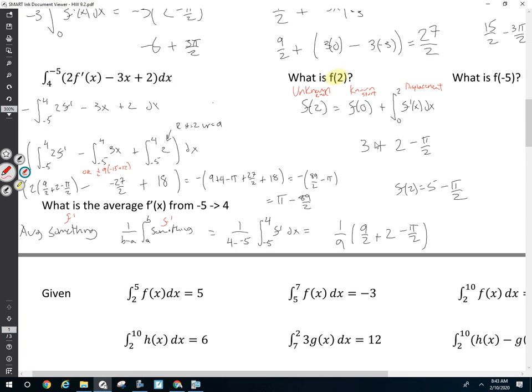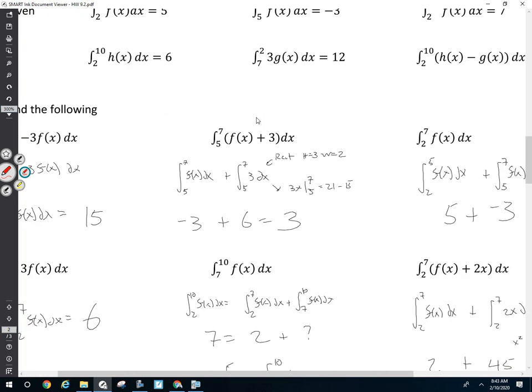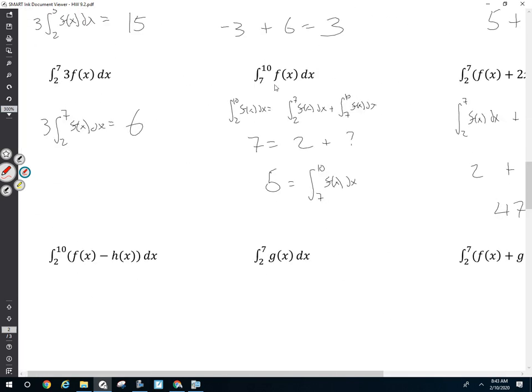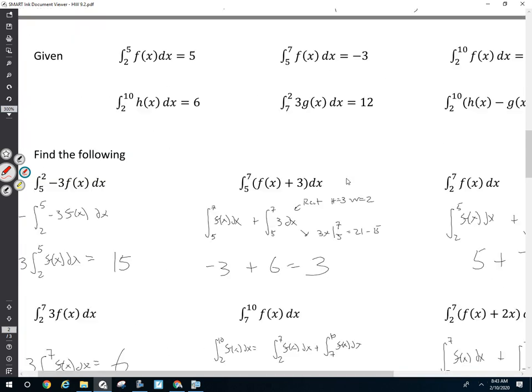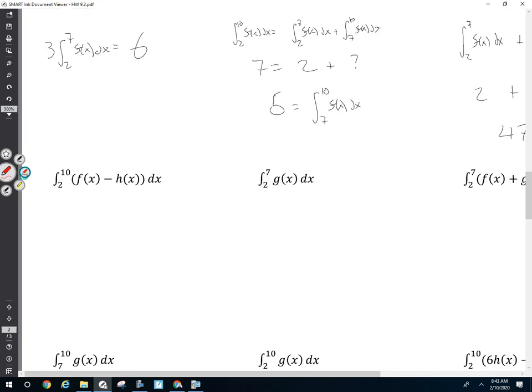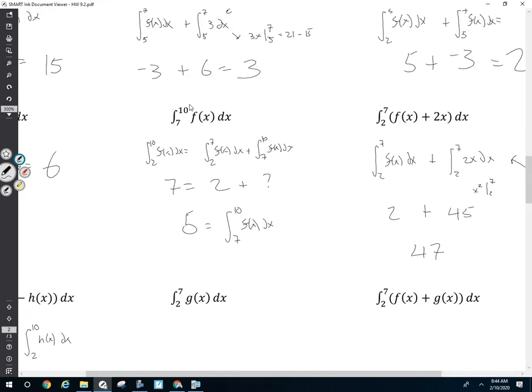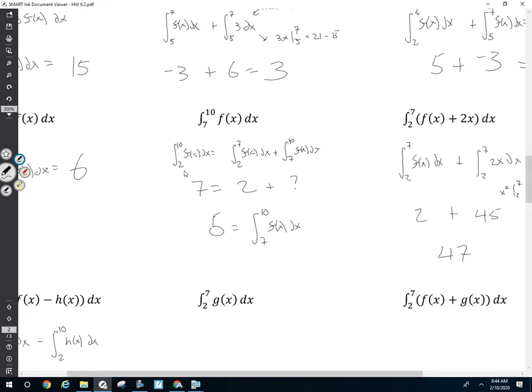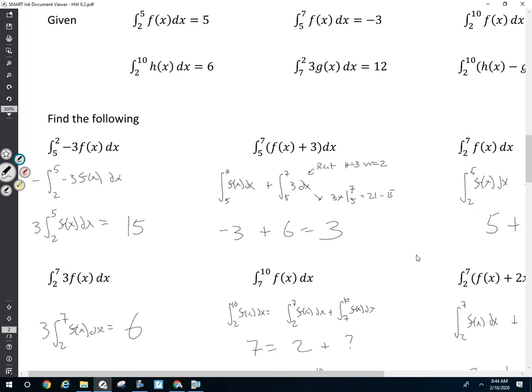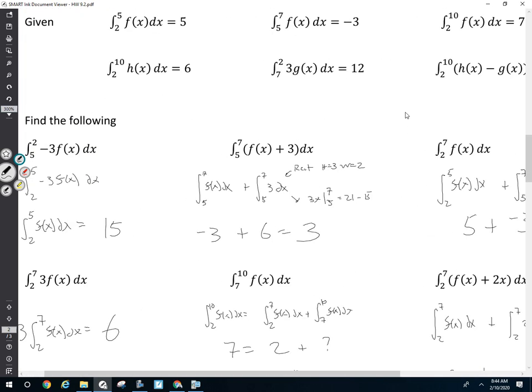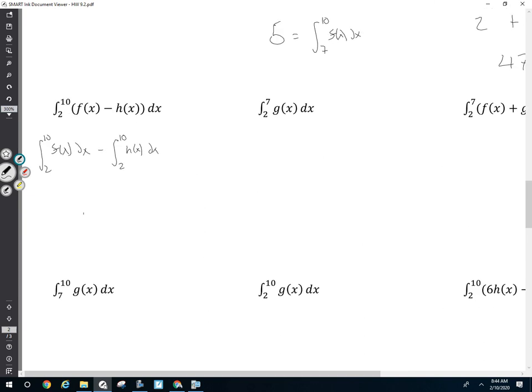All right, so when you have just a number times x, you can actually use a trapezoid. Integral from 2 to 10 of f minus h. Well, I can split this up into the integral from 2 to 10 of f minus the integral from 2 to 10 of h. 2 to 10 of f, I found 7. 2 to 10 of h is 6, so 7 minus 6 is 1.